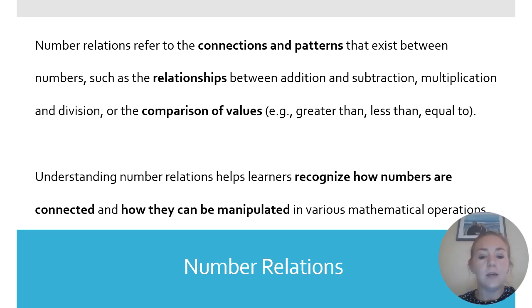So number relations helps learners to recognize how numbers are connected, to see the patterns between numbers. And if they know how numbers are connected, it will help them to manipulate numbers. For example, to use number bonds to calculate a problem, and to use a strategy that's more efficient and easier to calculate. If they do not know how numbers are connected, they won't be able to manipulate the numbers. So number relations is very critical for good number sense development.